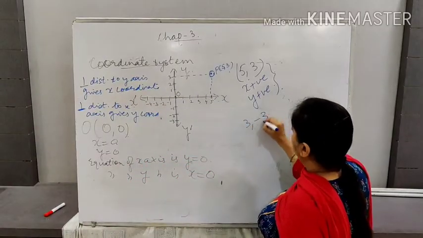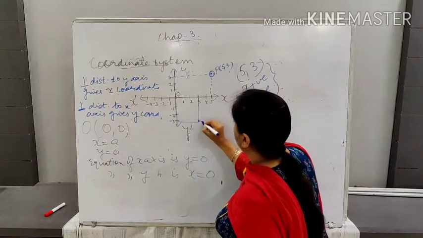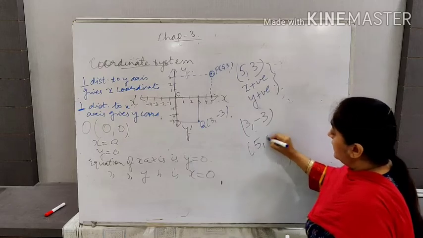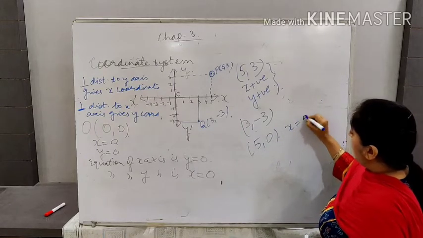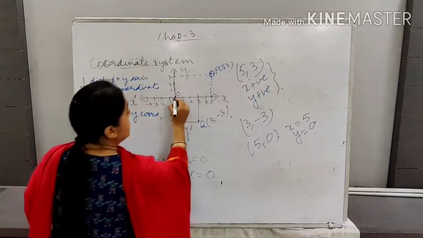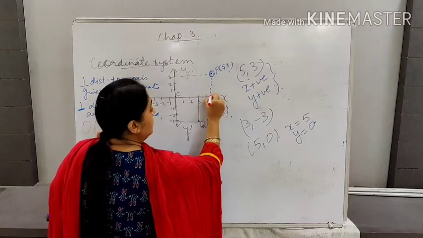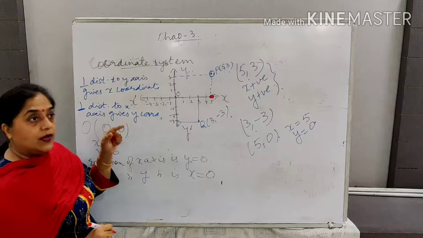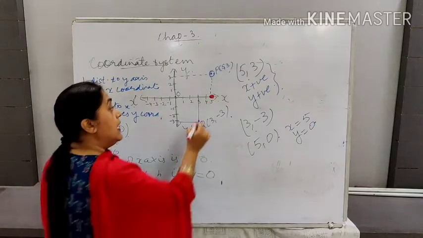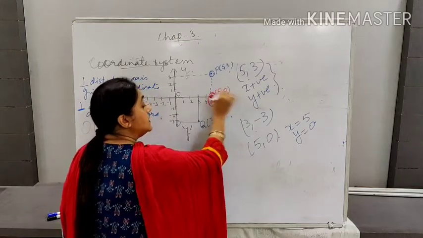Similarly, if I have to locate 3, minus 3, I can very clearly locate 3, minus 3. This is 3, minus 3. But when I have to locate 5, 0, meaning x is 5, y is 0, please check out. x is 5, I can see it, this is x5. Let us mark with red pen. x equal to 5 I can see, and y equal to 0 here only. I cannot climb on y because y is not even 0.5, so I have to stay here only. So this point is 5, 0.